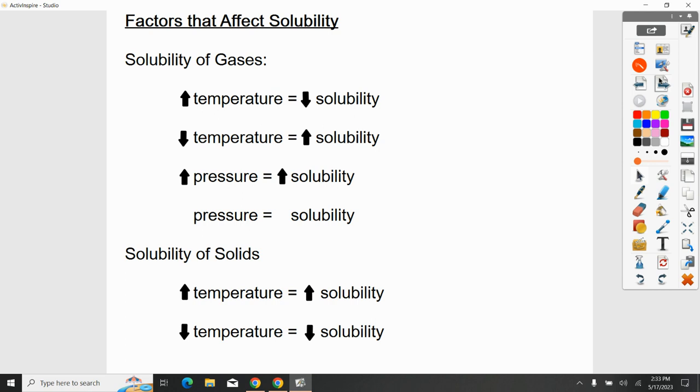If you decrease the temperature of the solvent, you will increase the solubility. And again, we talked about fish with this one. I'm sorry, I got a degree in marine biology. That's the stuff that's in my head.